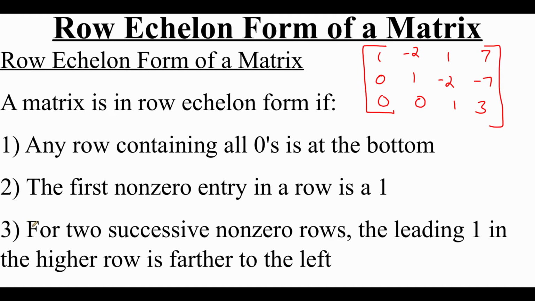So the first non-zero entry in each row is a 1. And then 3 is a little tricky to think about, but it says for 2 successive non-zero rows, so any rows that don't contain all zeros, the leading one in the higher row is further to the left. So what that basically means is that we've got a stair-step pattern happening with those leading ones, a lot like we saw with that stair-step pattern in a system of equations. Similar things are happening here.